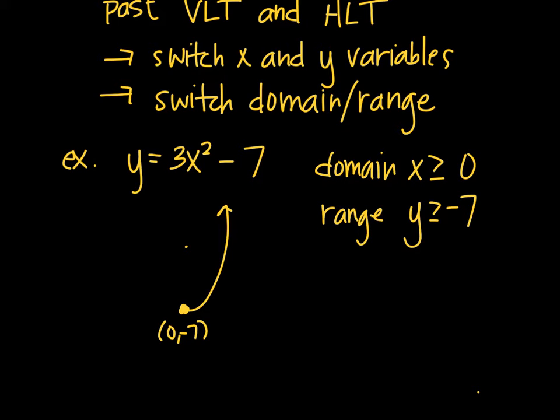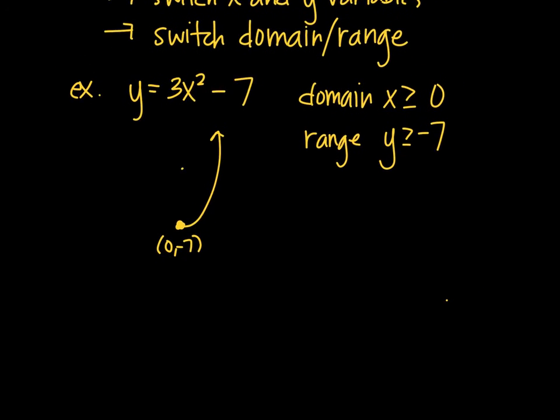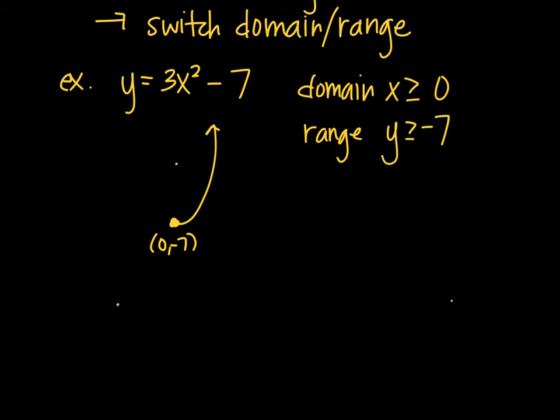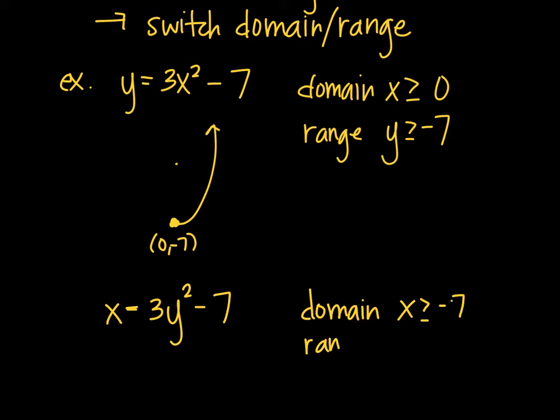We now want to find its inverse. To find its inverse, you're going to switch the x and y variables, and you're going to switch the domain and the range. And so the inverse, instead of being y equals 3x squared minus 7, becomes x equals 3y squared minus 7, so you've just switched. And the domain is now x greater than or equal to -7, and the range is y greater than or equal to 0. So you've switched the domain and the range, the values, and you've switched the variables.